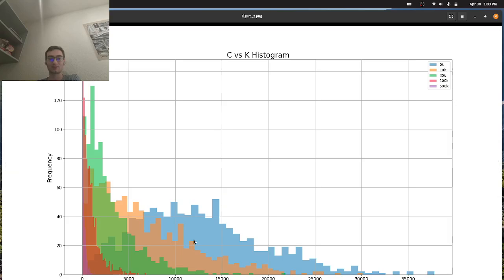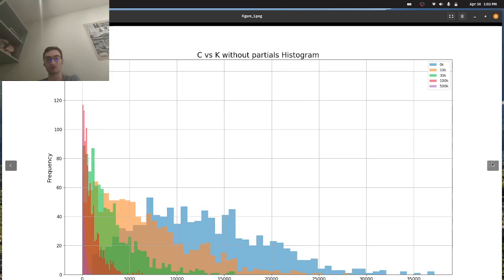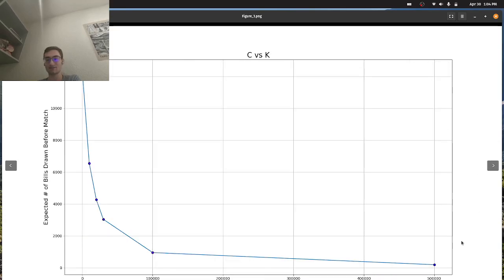We can see pretty clearly that the distribution of the value is roughly normal, but as we already own more and more cards, the distribution becomes more and more skewed. And we can see here that, basically exponentially, with more and more cards already owned, the expected number of bills drawn before a match decreases.